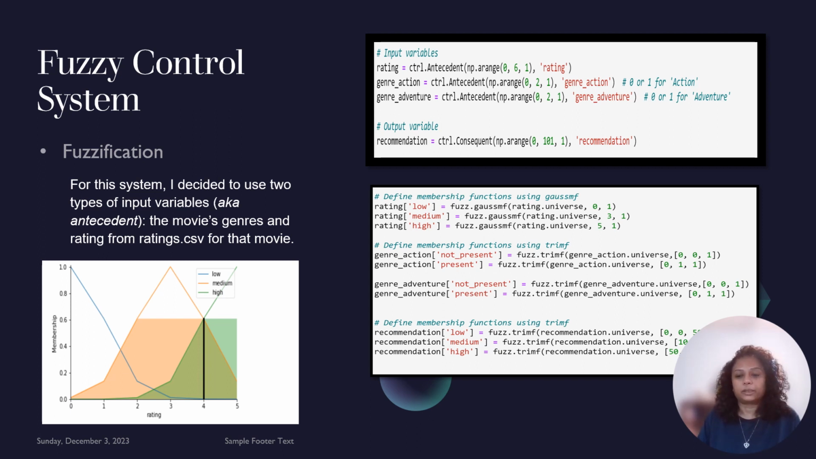One can specify different membership functions. For this, I have used two types of membership functions, the triangular and the Gaussian. And in the provided code, I used gaussmf for the rating and trimf for binary genre variables and trimf for the recommendation output. You can choose the appropriate membership function based on the characteristics you want to capture for each variable in your fuzzy system.